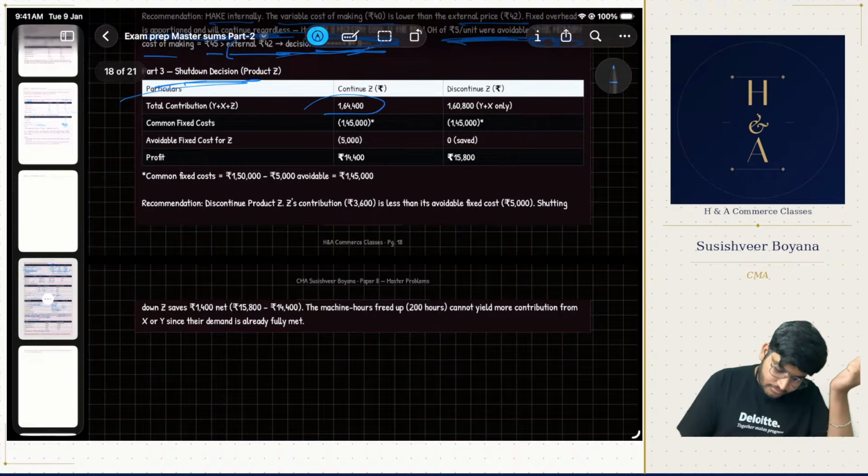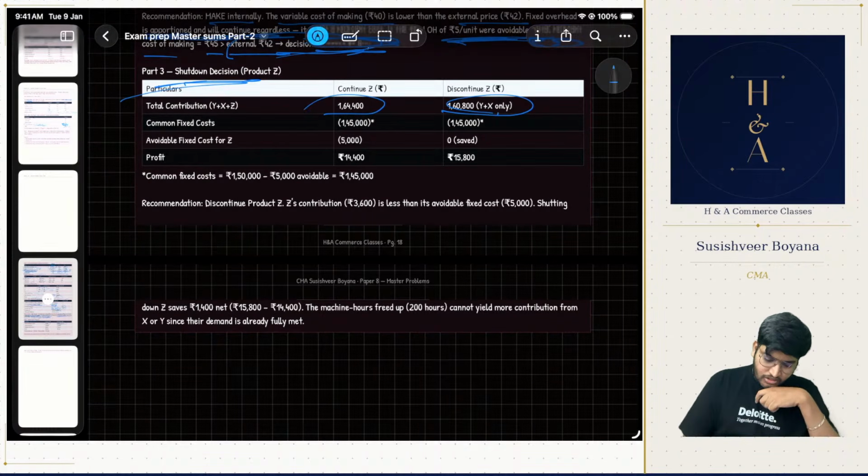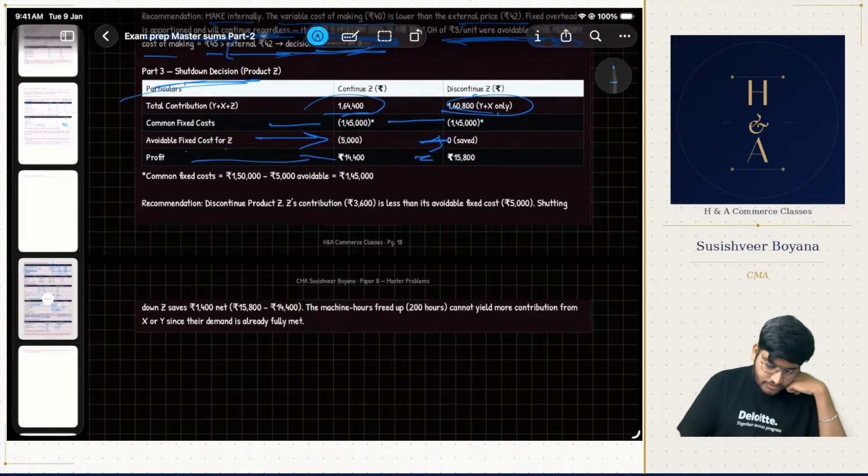Total contribution, right? If we discontinue, what is the income? If we don't, what is the income? Common fixed costs are written. Avoidable costs for Z, 5,000. If you discontinue, you don't have it. Profit is achieved after common fixed cost. You probably have to see the question to understand why the figures are taken as such.